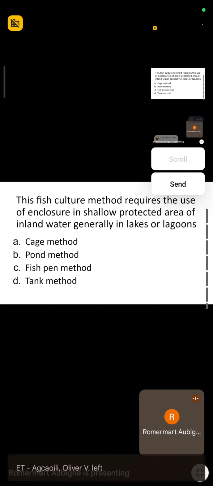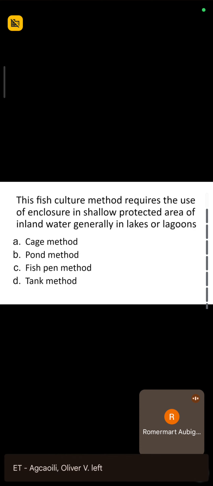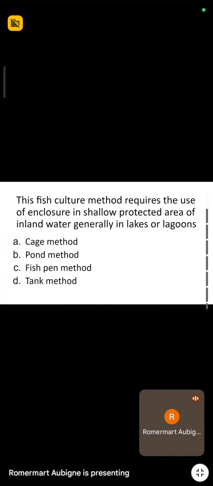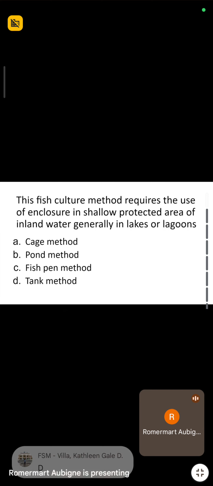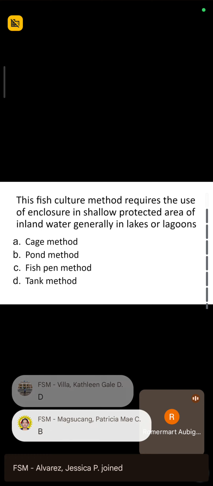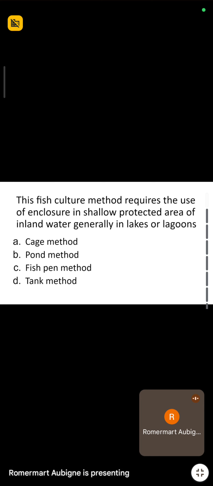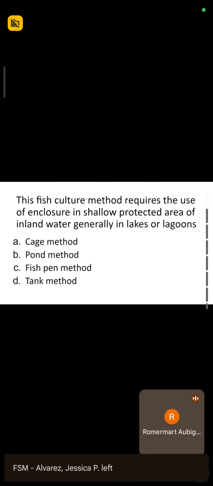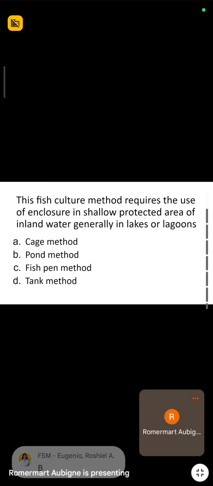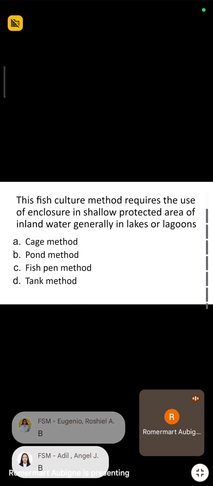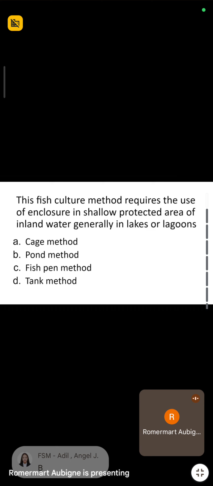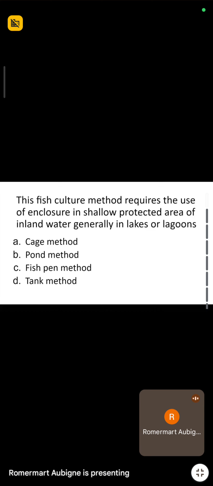Fish culture method requires the use of enclosure in shallow protected areas of inland water, generally in lakes or lagoon. So A. Cage method, B. Pond method, C. Fish pen method, or D. Tank method. This fish culture method requires the use of enclosure in a shallow protected area of inland water, generally in lakes or lagoon. Tawag natin dito, we call it fish pen method.